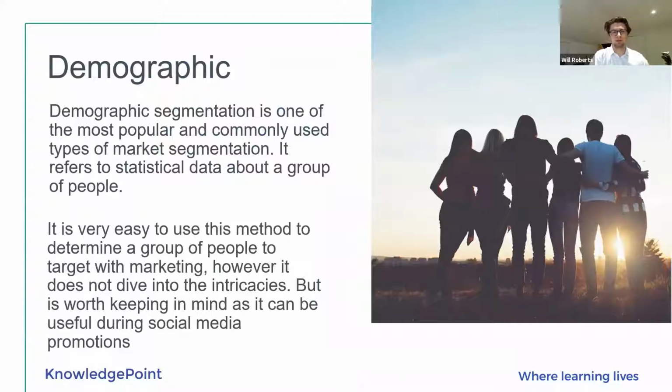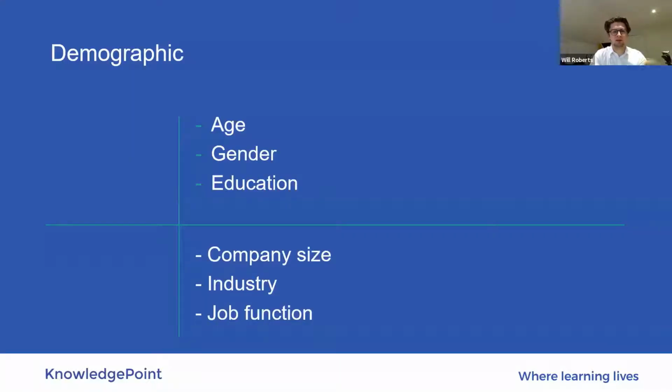So demographic. Demographic is one of the most popular ones and commonly used. It's very easy to determine your target market with this. So this will be determined by age, gender, location, and a lot of this data can be found through census and online.